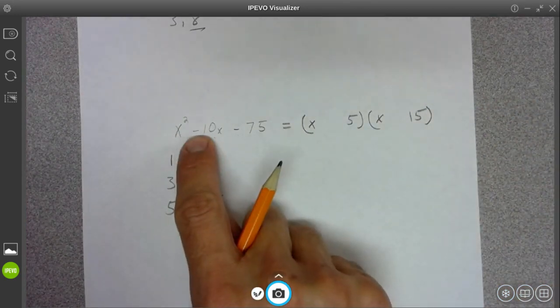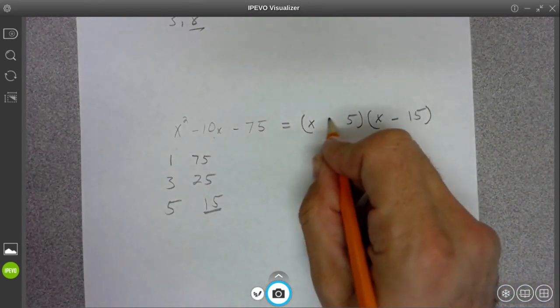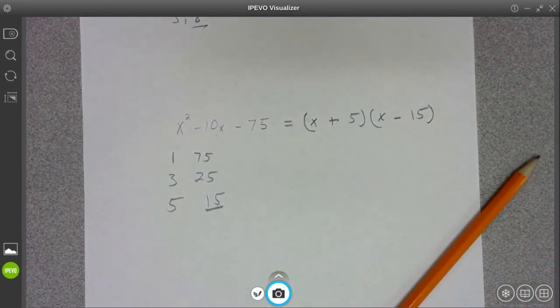It doesn't matter which one you put where. The bigger number has to be negative. 15 is negative, the other one's positive. Multiply it out and check your answer if you want to. That's it for this one.